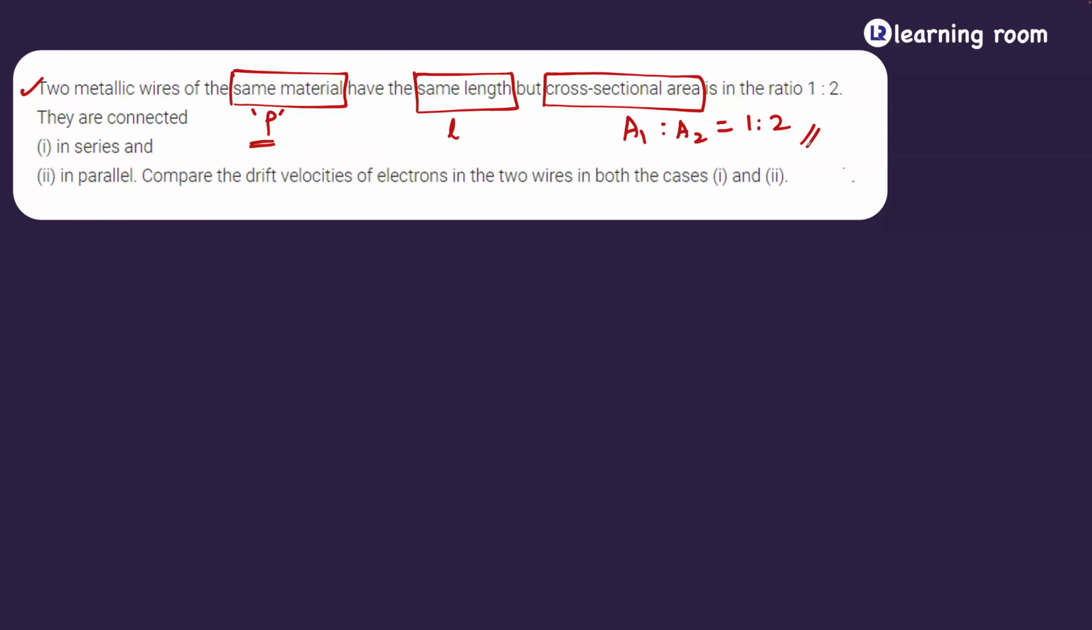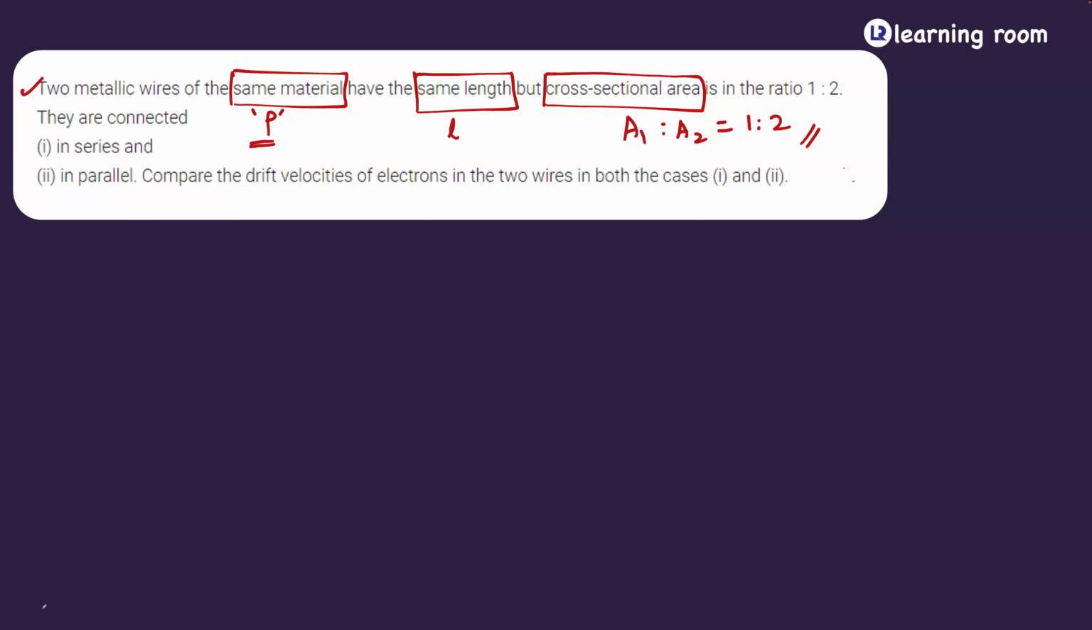They are connected in series and in parallel. So how are they connected? There are two resistors. Those resistors are first connected in series, then in parallel. When you do that, compare the drift velocities of electrons in the two wires in both the cases. So if you observe, the question is related to drift velocities. So you have a relation where drift velocity is connected to current.